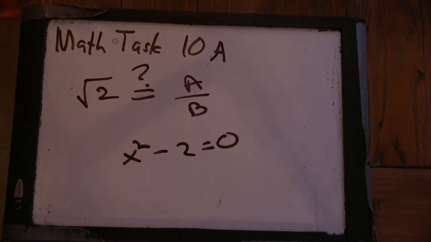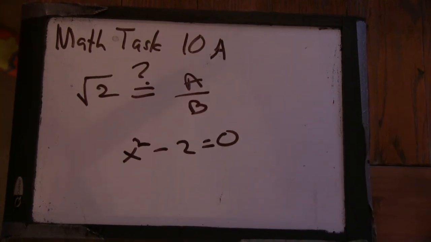All right, so hey, let's talk about the first proof of the square root of 2 being irrational. Okay. Alright.